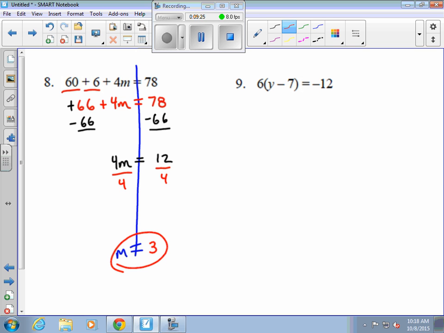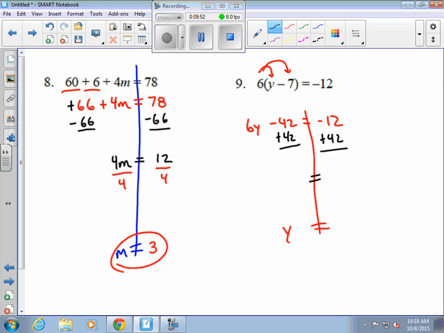Again, before we try to bring anything across, we have to distribute. We got to get rid of the unnecessary grouping symbol. 6 times y is 6y. 6 times negative 7 is negative 42, is equal to negative 12. Still want to get y all by itself. Undo negative or minus 42 by adding 42. Add it to the left, add it to the right. Negative 12 plus 42 is 30.